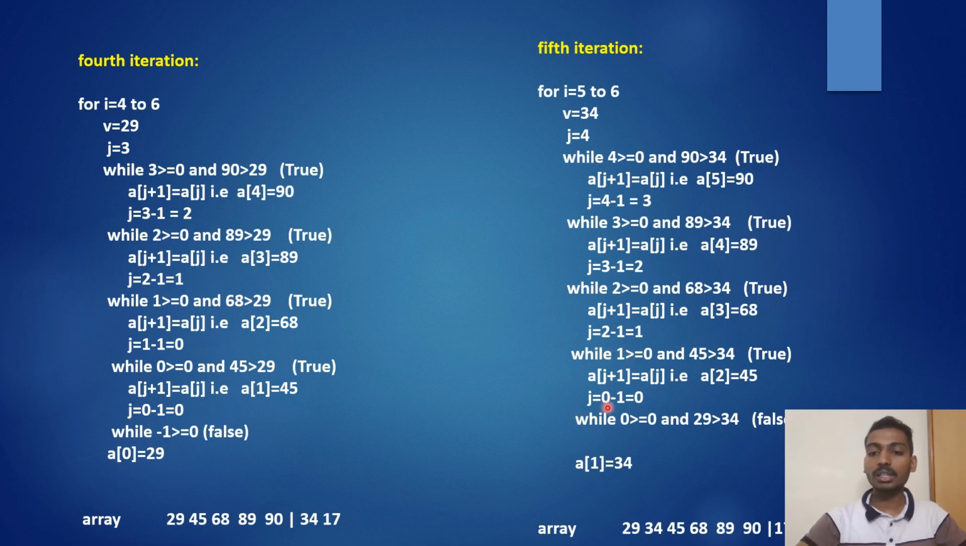Here now j is 0 and then 29 is lesser than 34. Now this statement is a false statement, so it will come out of the loop and execute the statement, that is a of j plus 1 is equal to 34, that is a of 1 is equal to 34. Now 34 is sorted in the second position of the array. It is 29, 34, 45, 68, 89 and 90.